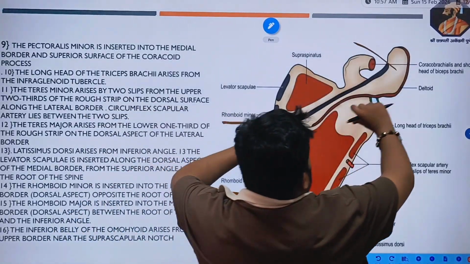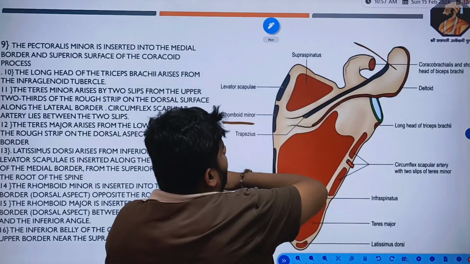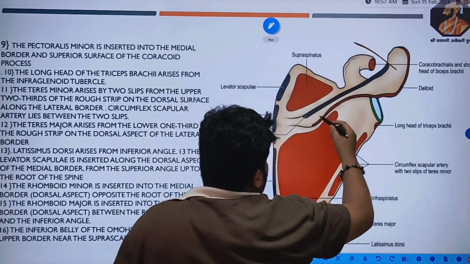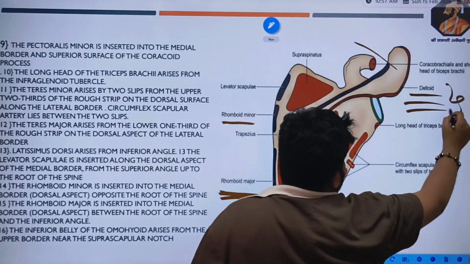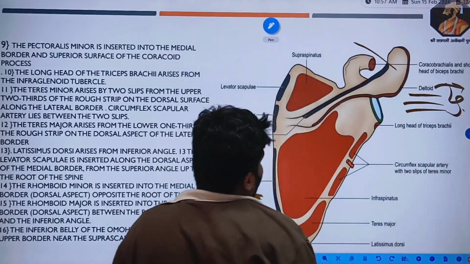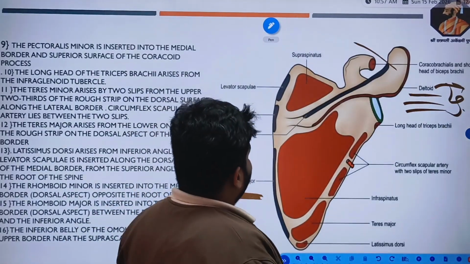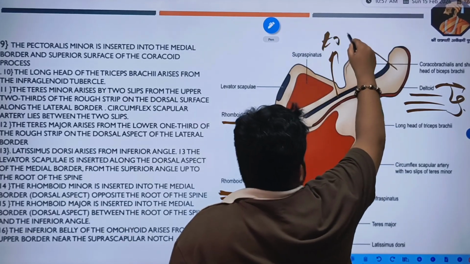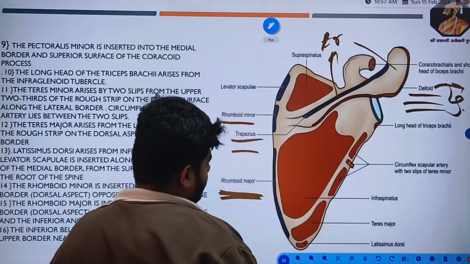Now let us see the spinous process. At the dorsal or posterior border of the spinous process, there is the origin of the shoulder curve muscle which we have seen in the clavicle part, that is the deltoid. Ventrally to the deltoid there is the insertion of a very important muscle called the trapezius muscle. Here it is, the trapezius muscle.